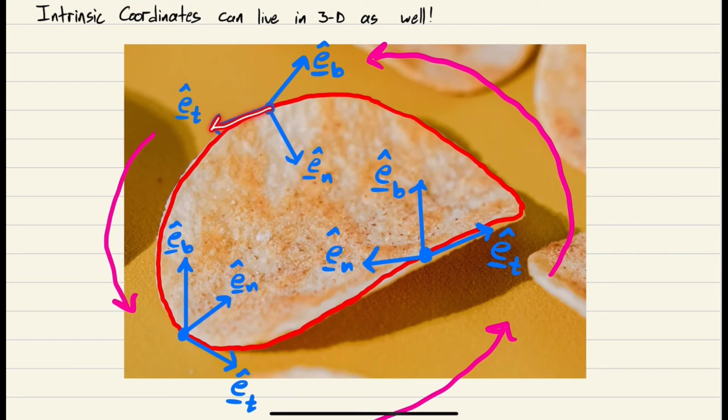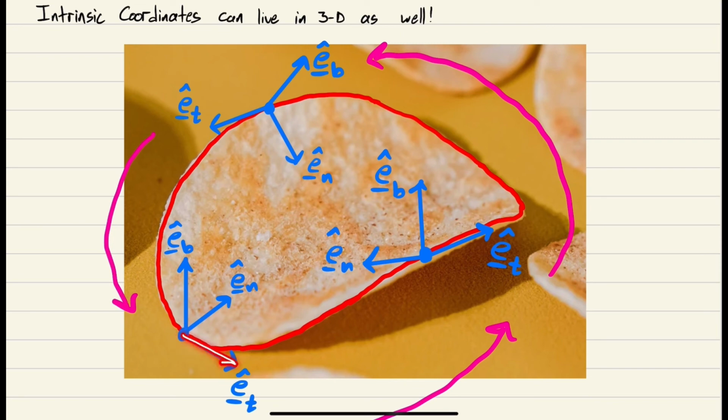The velocity is pointing in this direction at this point. E sub n is pointing towards the center of curvature, right? It's curving like this, right? So we're going to point in that direction, normal to the trajectory towards the center of curvature. And then E sub t crossed with E sub n gives you E sub b, right? And I drew a couple other bases here to show what it would look like if your point's here.